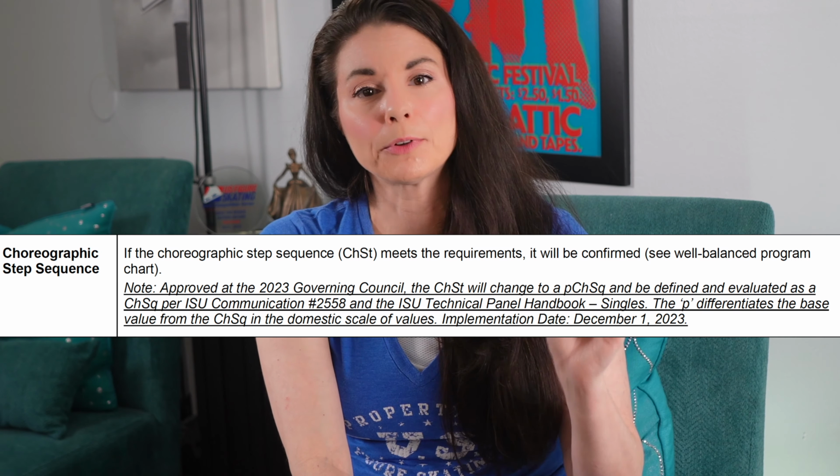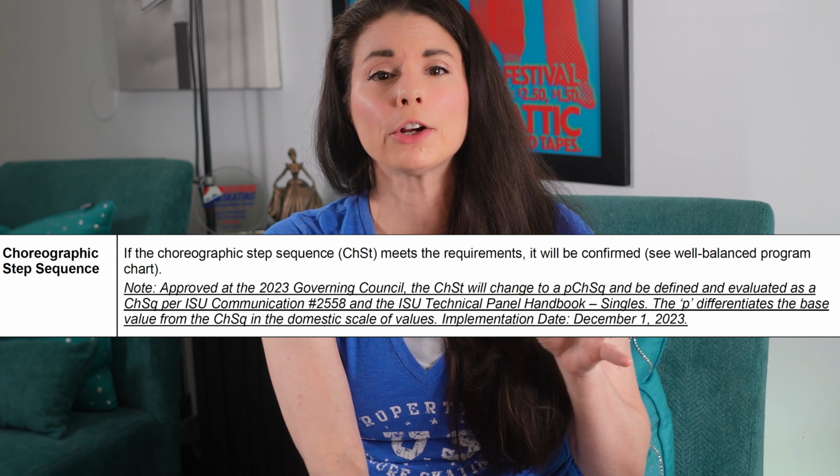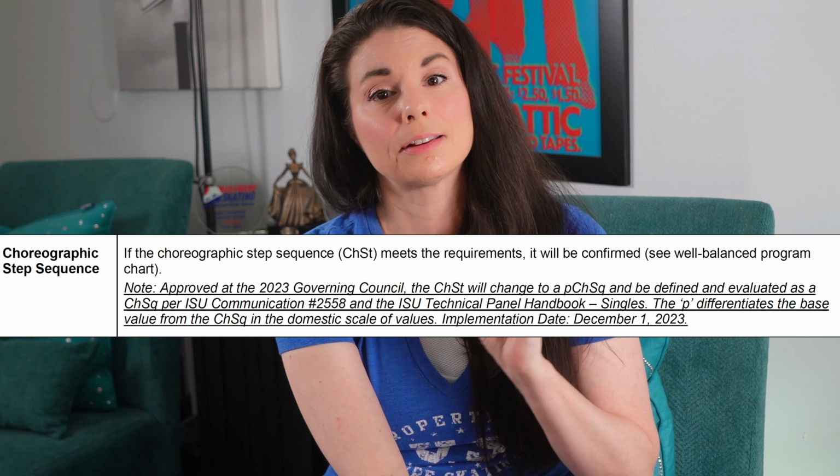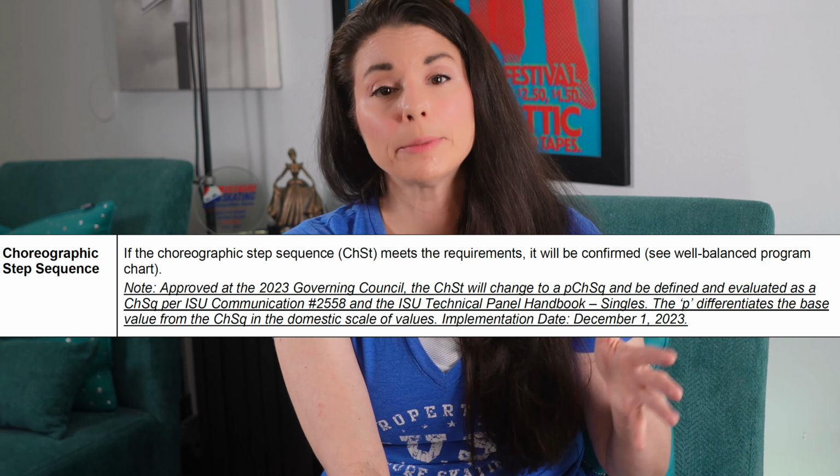Now, beginning December 1st of this year, that's December 1st, 2023, a choreographic sequence will replace the choreographic step sequence for no test, pre-preliminary, preliminary, pre-juvenile, and juvenile. This will have a different value than a typical choreo sequence though. It's gonna have a P in front of it. That P stands for partial, which is often done in ice dance. That's where the idea came from.